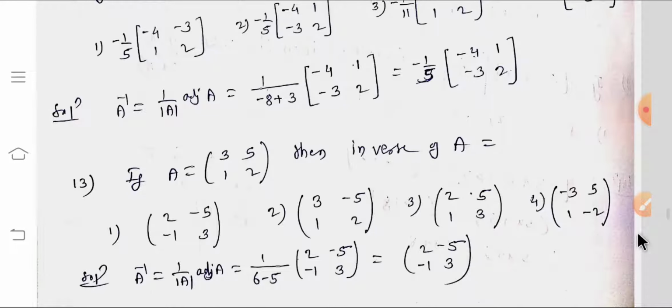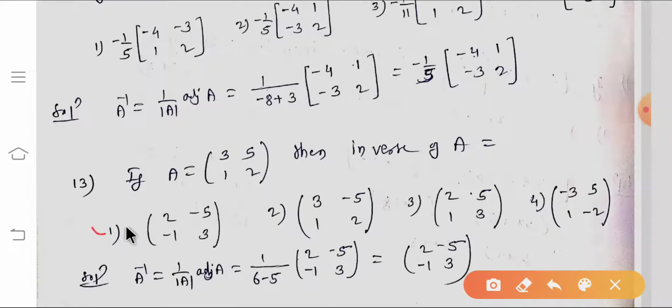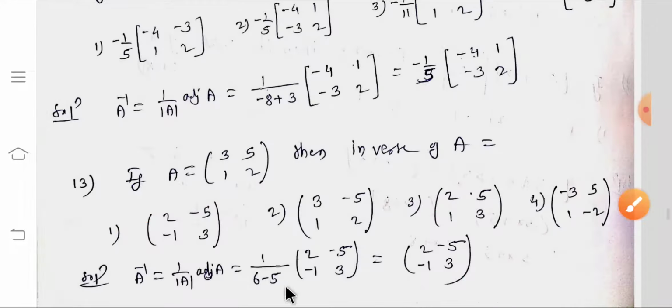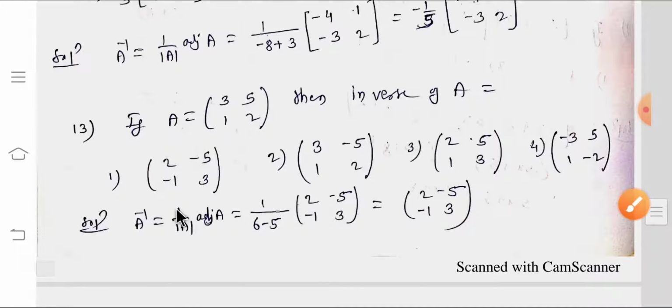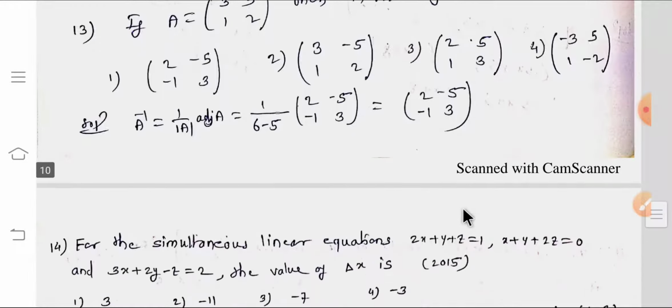This is option 1 and option 3. Since the inverse uses the adjoint of A, the principal diagonal elements are interchanged, so 2 and 3 here, here and here. The non-diagonal elements are changed by sign, so this is the right option and this is not. So the answer is 2 minus 5, minus 1 3. Here also, expanded, A inverse is equal to 1 by determinant times the adjoint of A: 2 minus 5, minus 1 3.